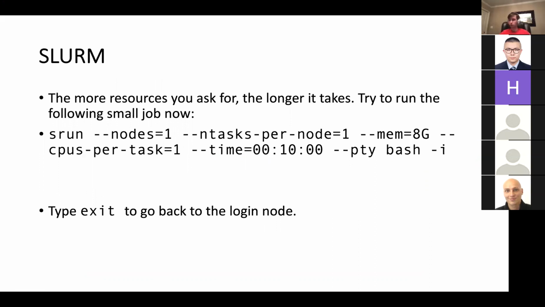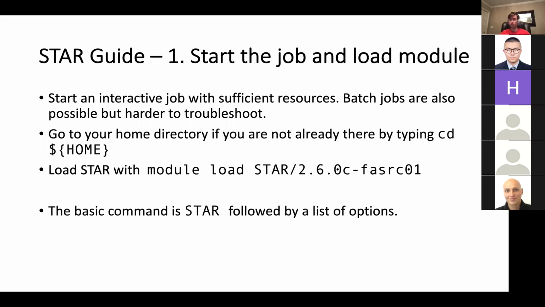Okay. So let's show how we can actually run STAR then. I'm going to give you an overview of the steps that I might do to run STAR. So step one, obviously, is to start an interactive job, or you can do a batch job, but we can talk about that a little bit later for those who are interested in batch jobs. So first, I start the interactive job. I go to my compute node. I've asked for enough resources, I've asked for enough time.